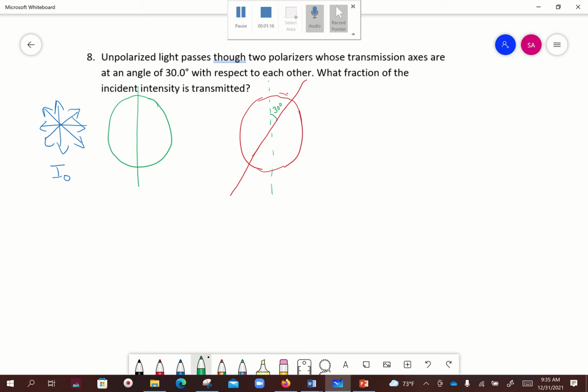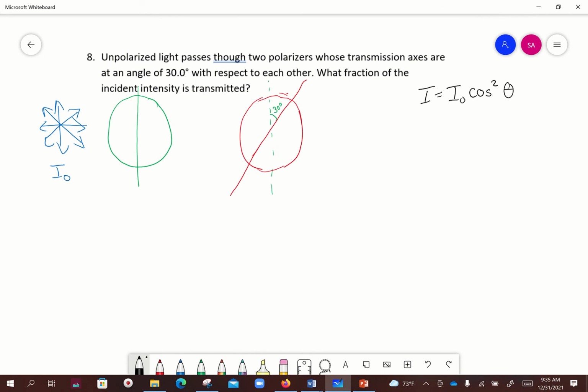Okay, so what's going to happen to the intensity of the light as we go through? And we know that our equation is that the intensity afterwards is equal to the initial intensity times the cosine squared of the angle between the incident light and the polarization axis. All right, so first we have unpolarized light going through a polarizer.